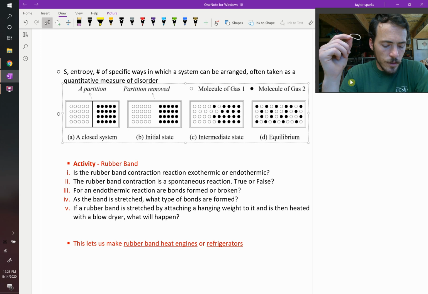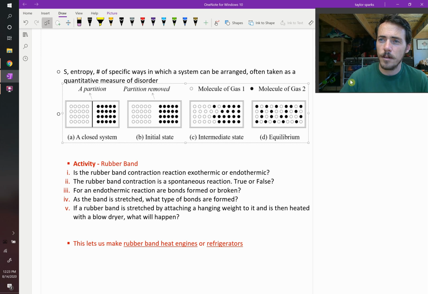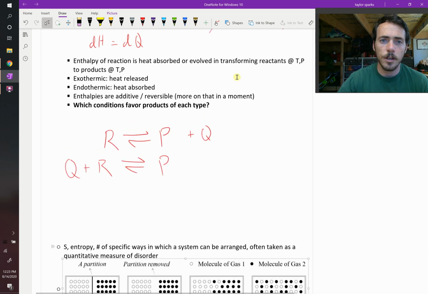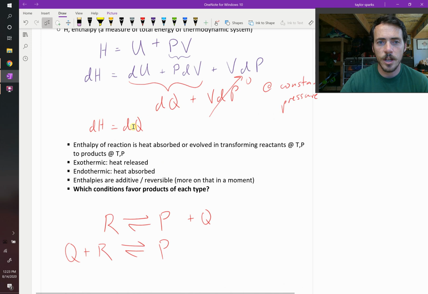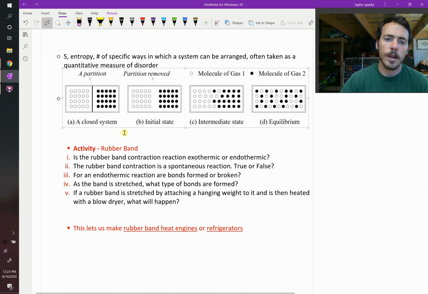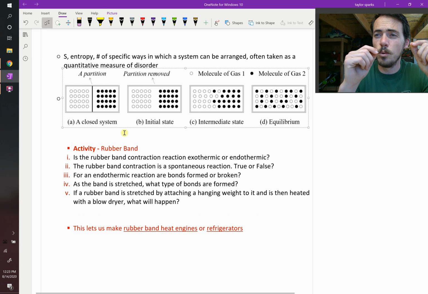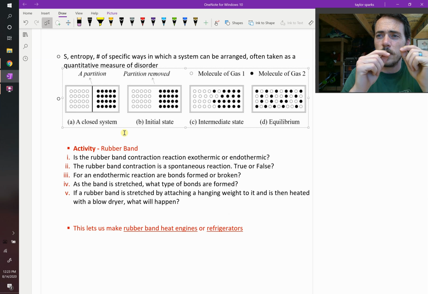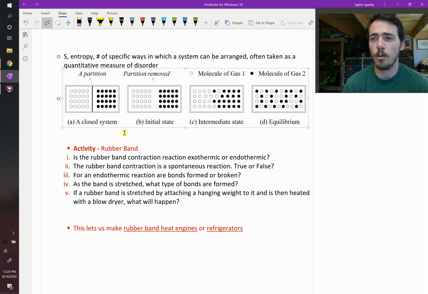So, if the temperature is changing, right, then that's enthalpy, right? If the temperature is changing, there must be an exchange in enthalpy, right? If there's a dq. So as we stretch this thing, it's getting warmer, and as we let it go, it's getting cooler, right? So what's happening? Bonds must be being broken or formed.